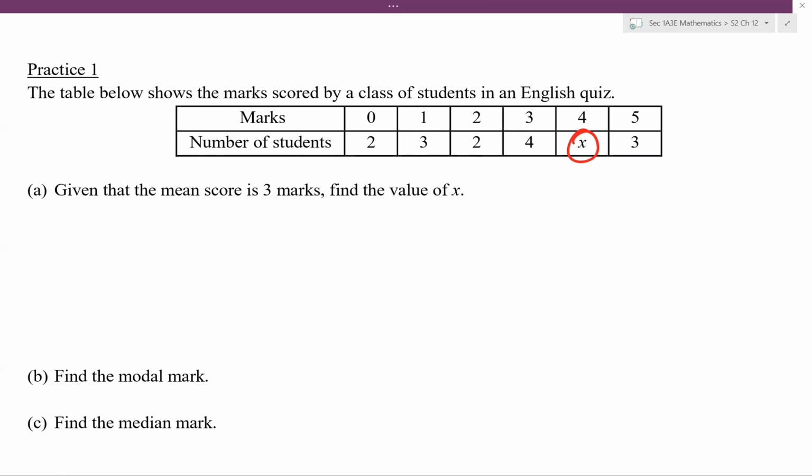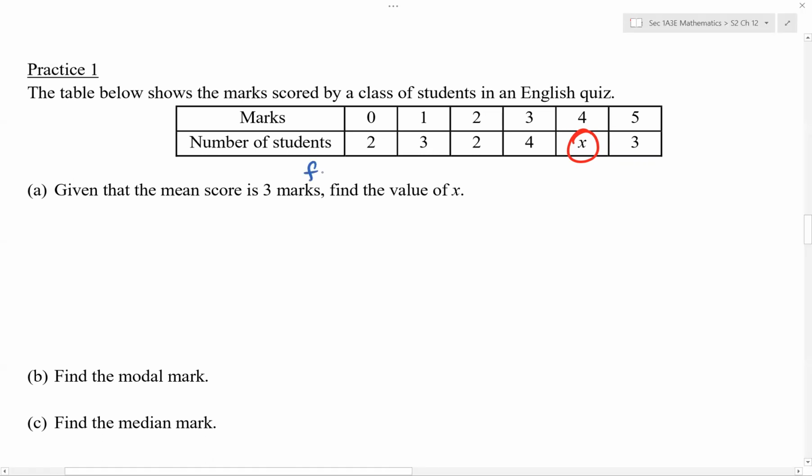So the method is still the same. We want to find out what fx is. The marks over here is our x. Number of students is our f, frequency. So 0 times 2, 0. You can do all this multiplication instantly. 3 times 1 is 3, 2 times 2 is 4, 3 times 4, 12. We've got 4x here and 15.